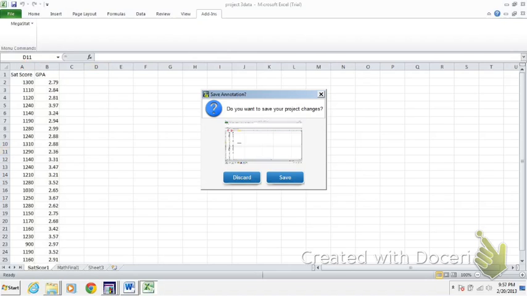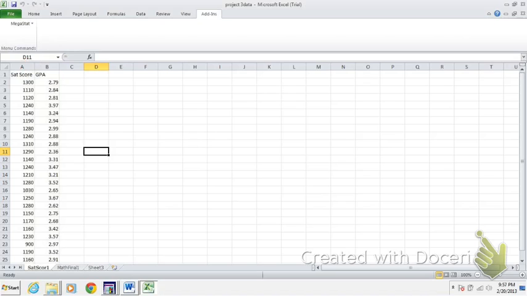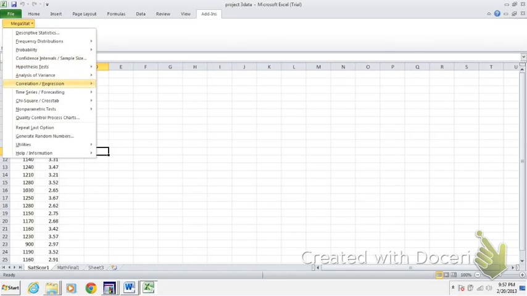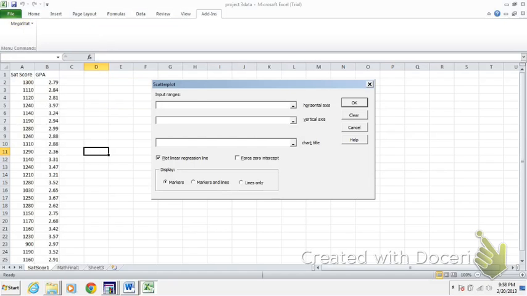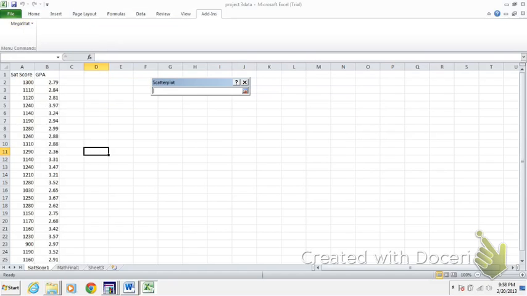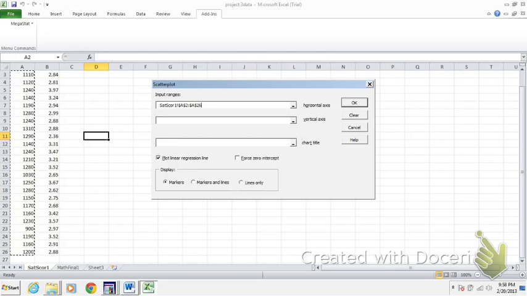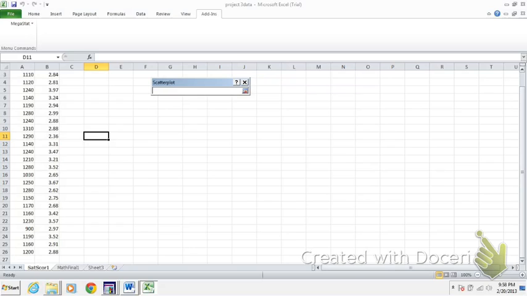So I'm going to use, you can make a scatter plot with just regular old Excel, but remember I'm always using my MegaStat add-in. So I'm going to go to add-in, MegaStat. I'm going to go down to correlation and regression. I'm going to slide over to scatter plot. Okay, and it asks you, what do you want to be on your horizontal axis? So we want SAT scores, so we'll highlight that on our horizontal axis. And what do you want on the vertical axis? So we'll highlight all the GPAs.